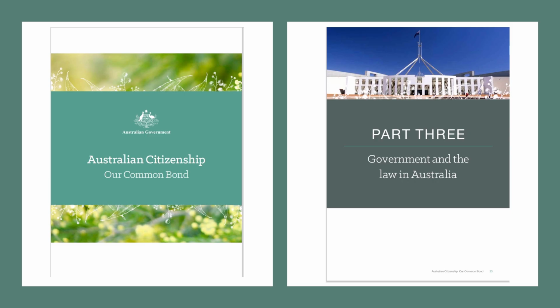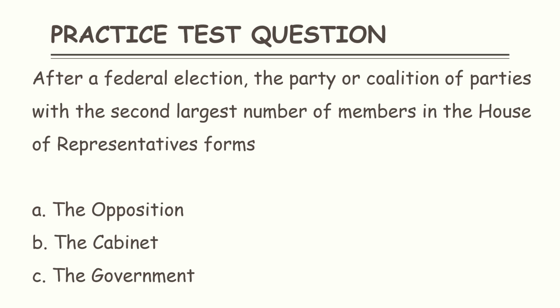Episode 29. Today's episode is taken from Part 3 of Australian Citizenship, Our Common Bond. First, let's have a look at the practice test question for this episode. As you watch this video, listen for the words in the practice test question and see if you can find the answer.